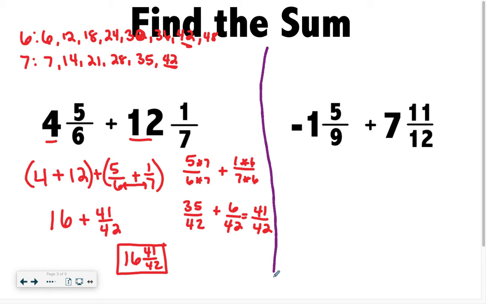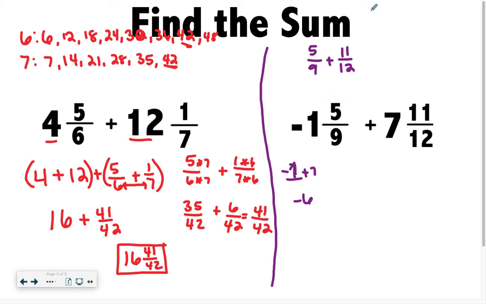All right, let's look at this second problem here. Now I have a negative sign here. So I can, again, rewrite it. I can do -1 plus 7, which is negative 6. And then I need to figure out how to get 5 ninths plus 11 twelfths to work out.